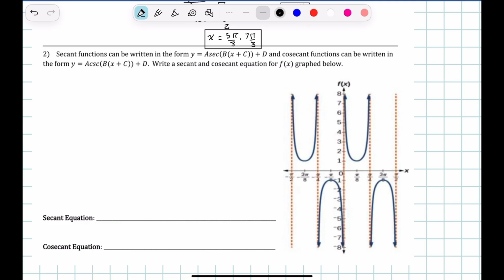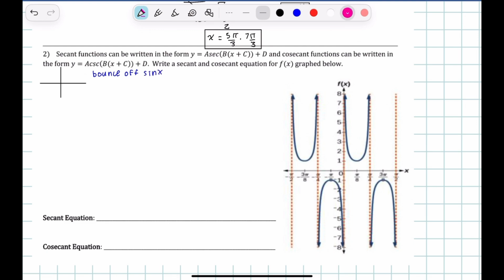Secant functions can be written in the form y is equal to a secant of bx plus c, plus d. And cosecant functions can be written in the form a cosecant of bx plus c, plus d. Write a secant and cosecant equation for f of x graphed below. So what you need to know is that typically on these graphs, the graph of cosecant is going to bounce off the graph of sine x.